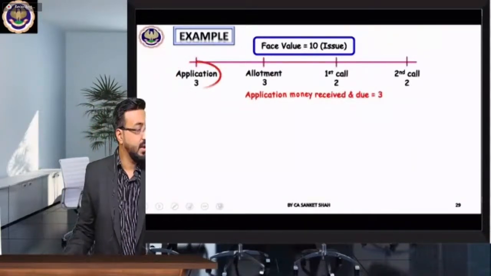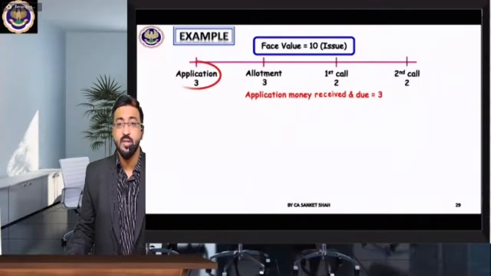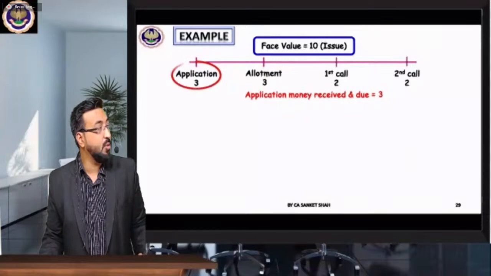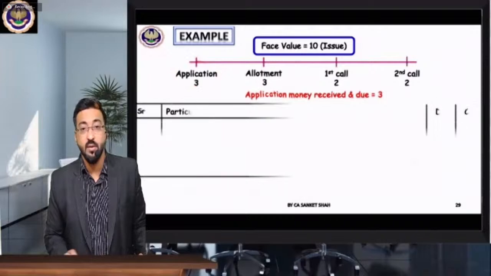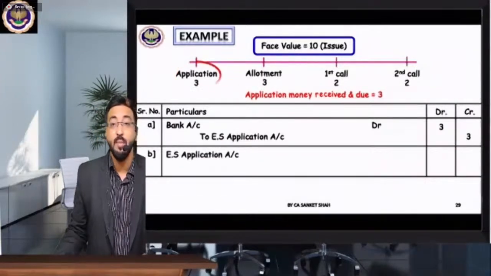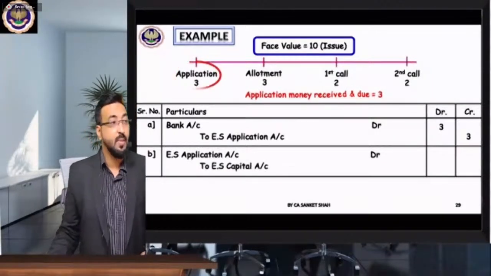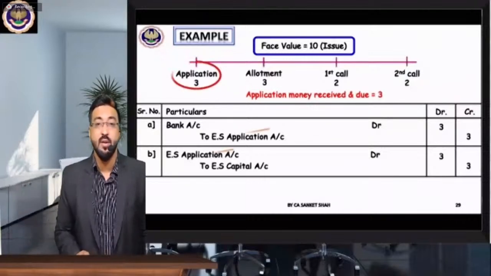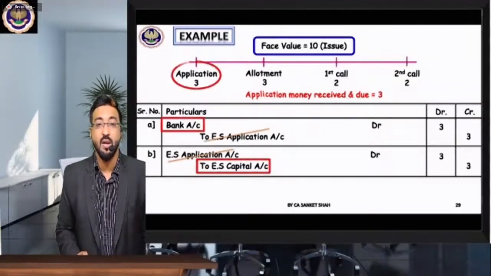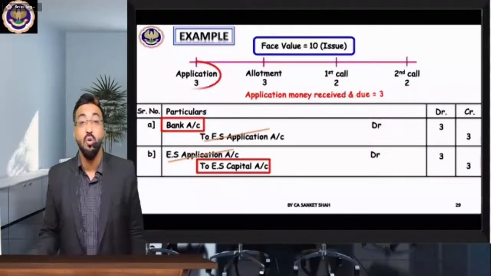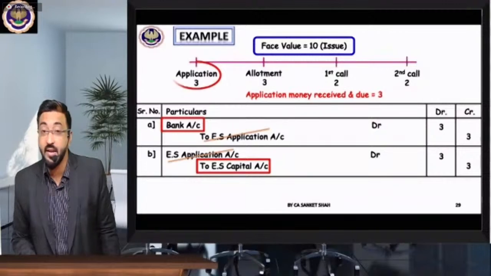So what are the entries? If you receive application money, the first entry is always for received. So what is the entry for received? Bank account debit to equity share application. And equity share application, if you remember, is a temporary account. So bank account debit to equity share application, and equity share application account debit to equity share capital. So your balance sheet will look like this: bank account will be carried to the balance sheet asset side, and equity share capital will be carried to the liability side under the head equity.